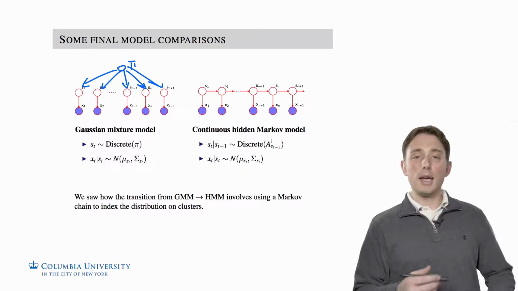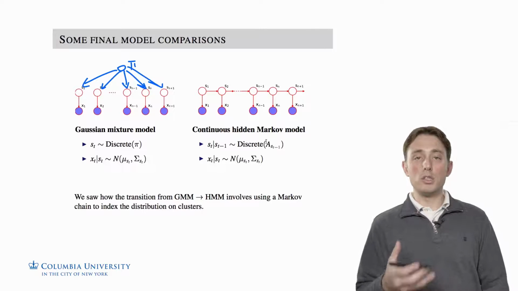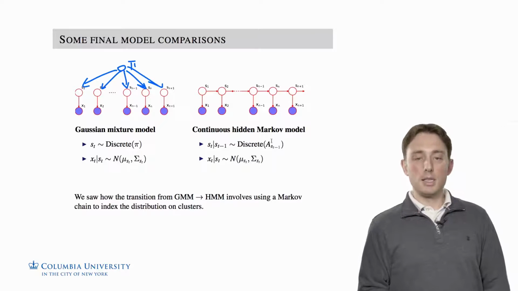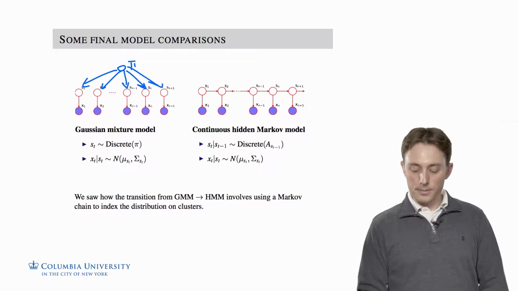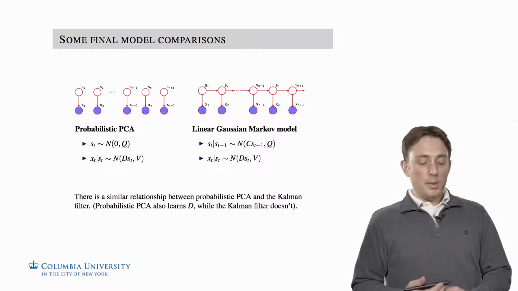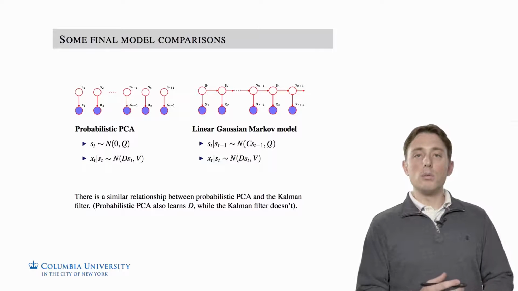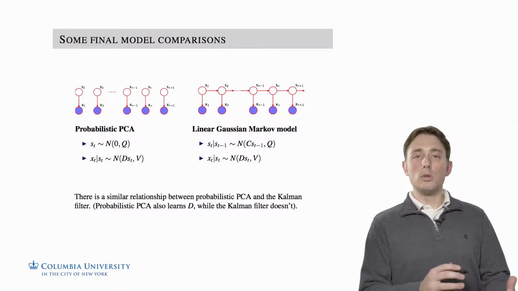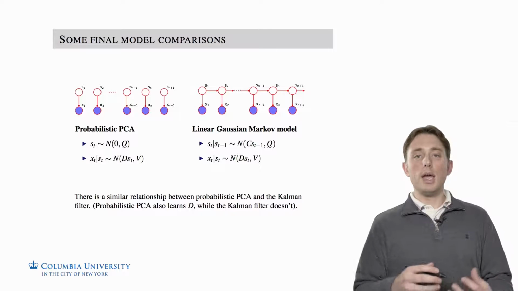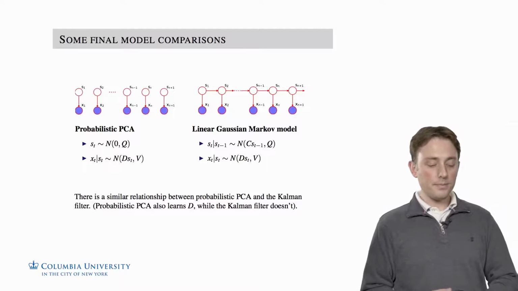So if there are capital S different states, we have capital S different probability distributions that we could possibly choose, and we choose the one indexed by the previous state in order to generate the next state. So they're very similar in that way. There's a similar comparison that we can make between probabilistic PCA and the linear Gaussian Markov model. The previous example was this comparison between two discrete state models, if you will, the Gaussian mixture model that had no sequential distribution, and the hidden Markov model, which did have a sequential distribution on the discrete states.